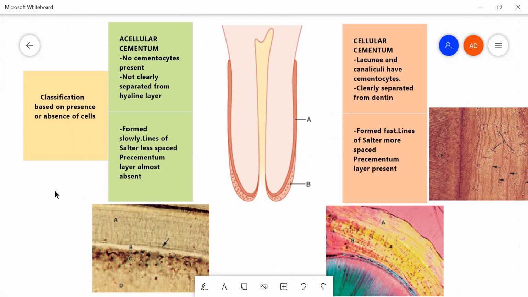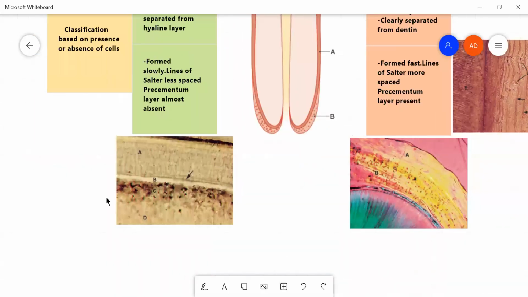Acellular cementum has no clear separation with the hyaline layer, but cellular cementum has a clear junction between the hyaline layer and the cementum. Acellular cementum is formed much more slowly. It is already formed and mineralized by the time the root is completed, so it is much more durable than cellular cementum. Cellular cementum keeps forming throughout life, and that is why acellular cementum has no pre-cementum layer, because it is already mineralized. Cellular cementum has a pre-cementum layer because it is still forming.